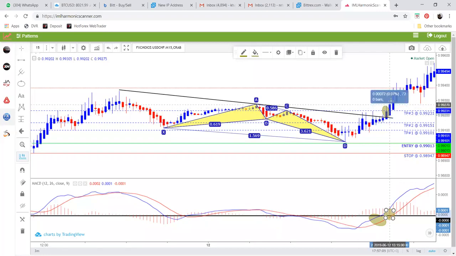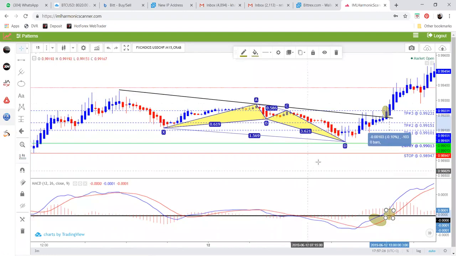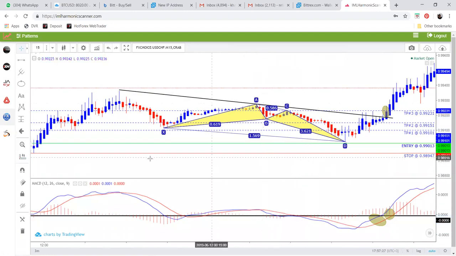Boom, 10 to 20 pips. 10 pips would have put us right here. 20 pips would have put us right here, all right? Stop loss would have been 10 pips right here, and you're good to go. Voila, very simple stuff. So got those confirmations, we can definitely go in for the trade.